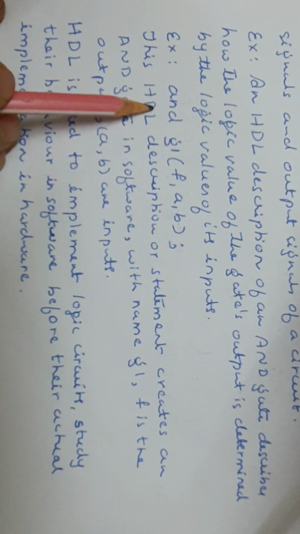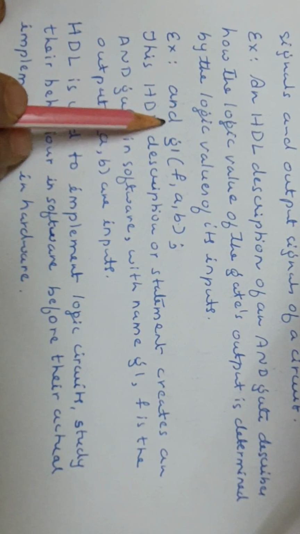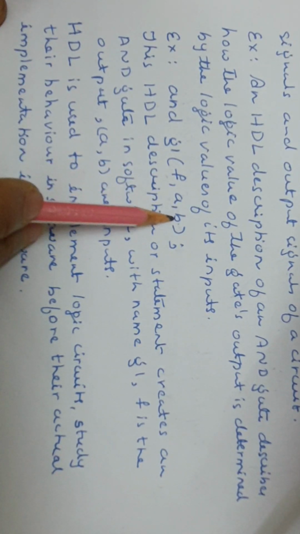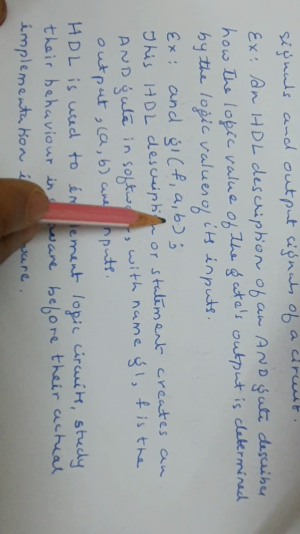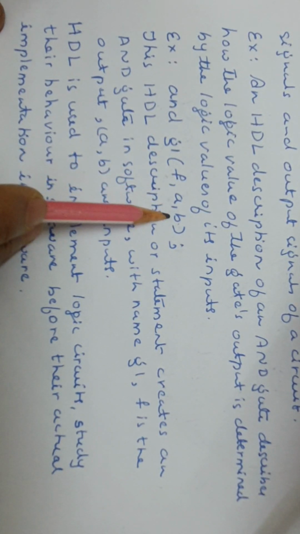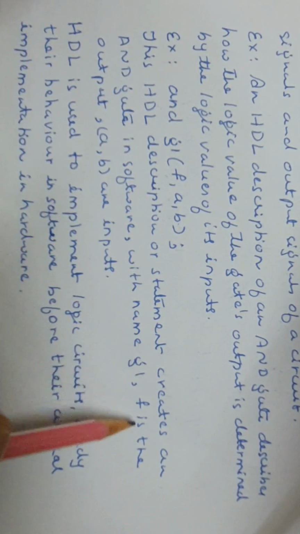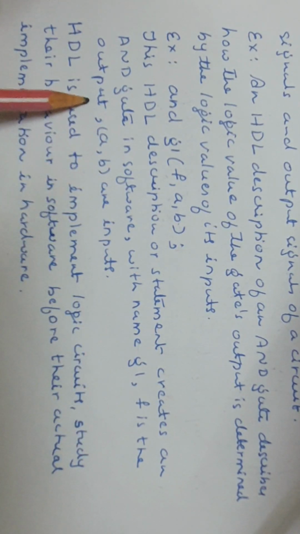With this statement in Verilog hardware description language, we create an AND gate having two inputs A and B, their output being F. Then when we vary the values of A and B, the output F will be the logical AND of A and B values. So F will be logic 1 only when both A and B are logical 1 here. So this HDL description or statement creates an AND gate in software with the name G1. F is the output, A and B are the inputs.